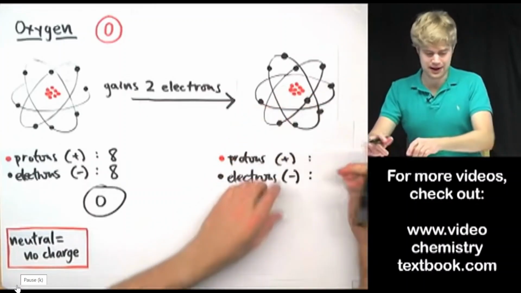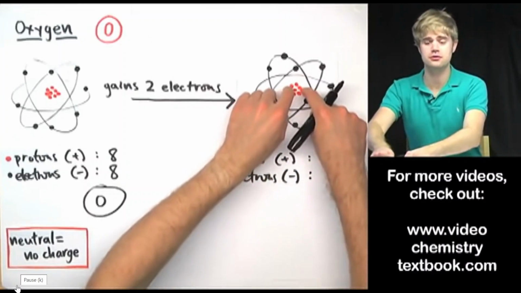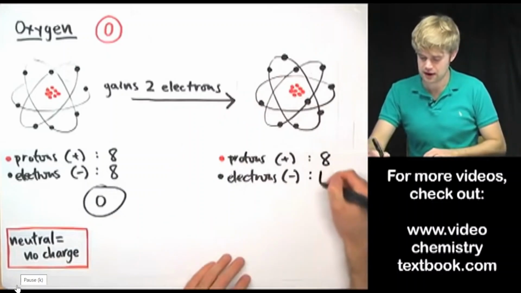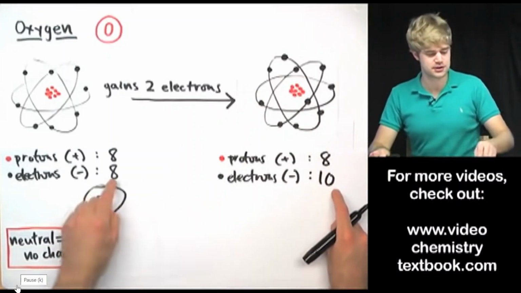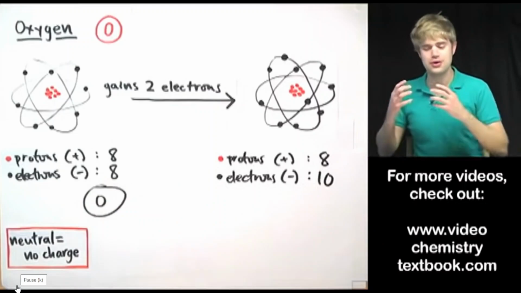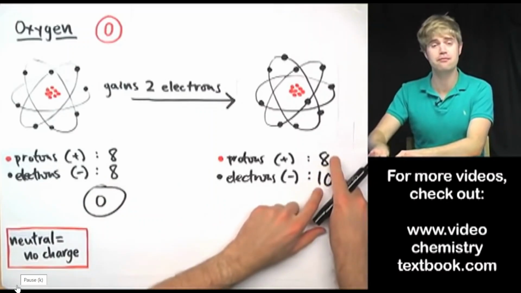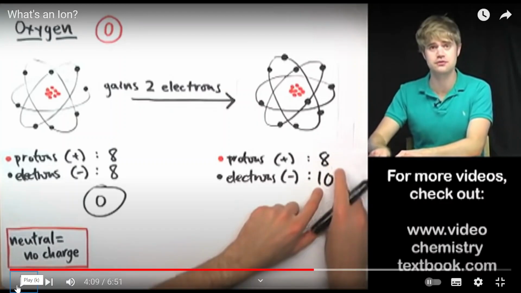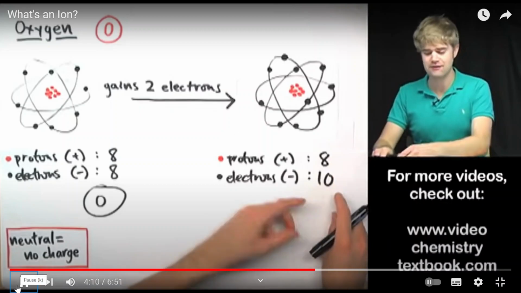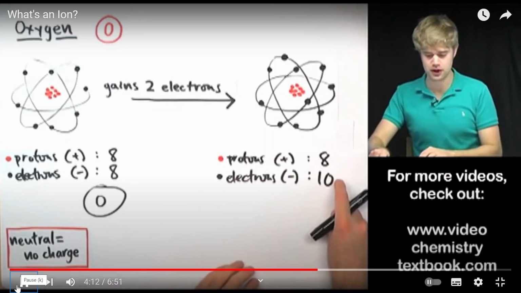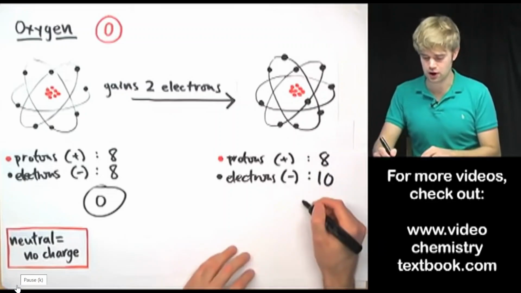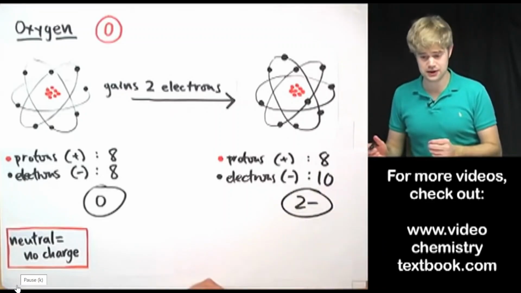Now it still has 8 protons in the nucleus, and if I count up these electrons, now it has 10 electrons instead of 8. So the protons and electrons don't balance out anymore, and I have more negative charge than positive. So what is going to be the overall charge of this new ion? -2, because we've got 2 more negative things than positive things. I've got 2 more electrons than protons. So my total net charge is going to be 2 minus.